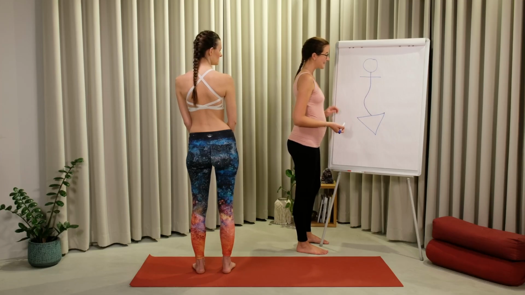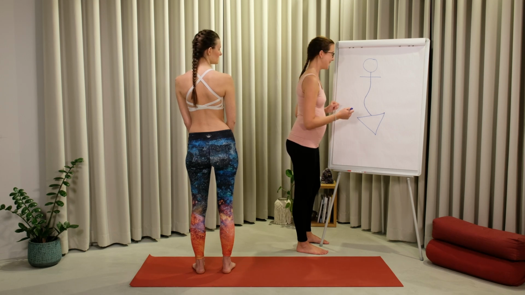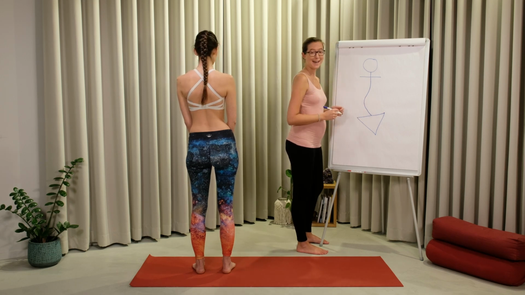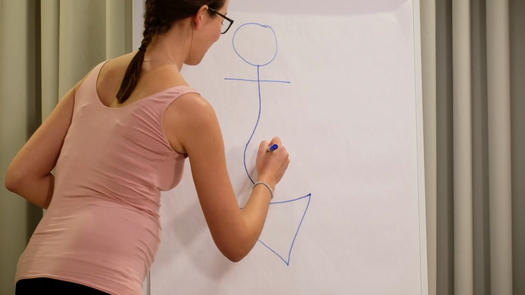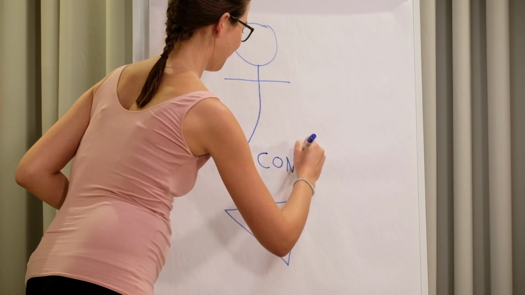And now let's dive into the terminology of the scoliosis. So these are the two super important words I want you to remember, because I'll be referring to them very often and I'll be using them pretty much in every video. So this is concave and convex. Concave is the inner side of the curve.